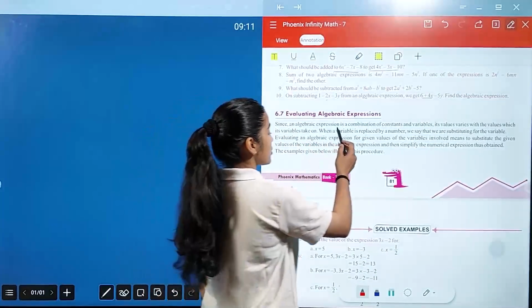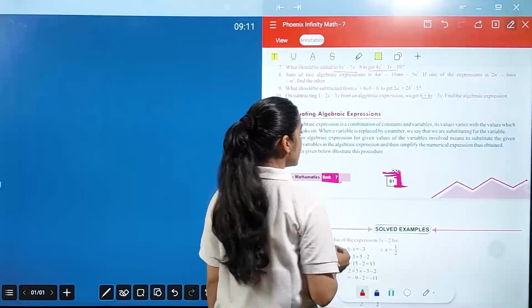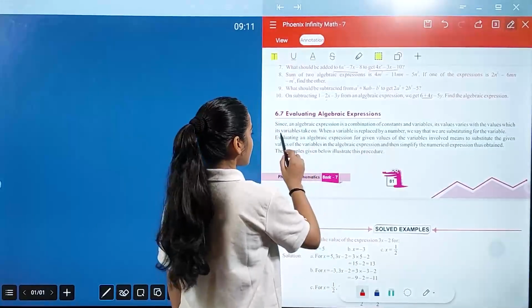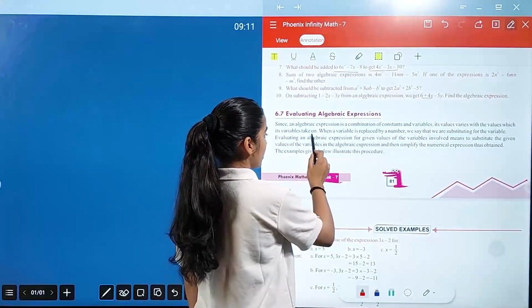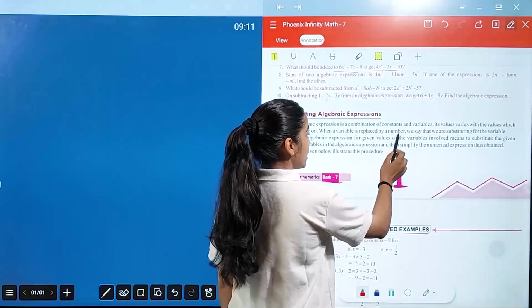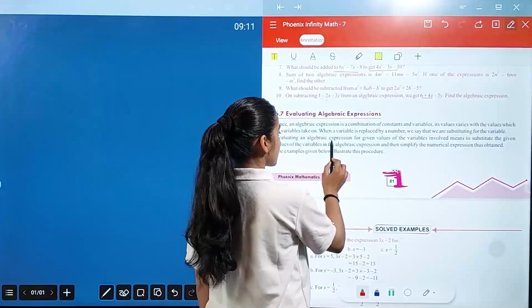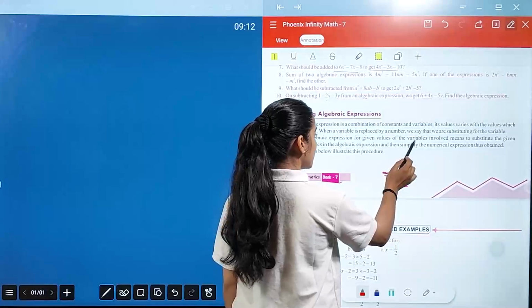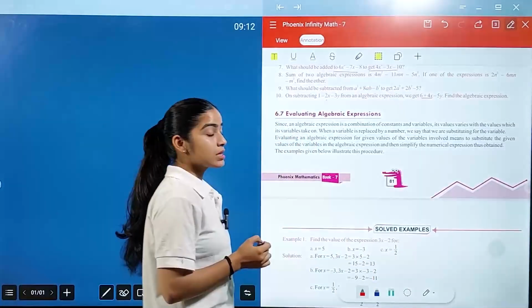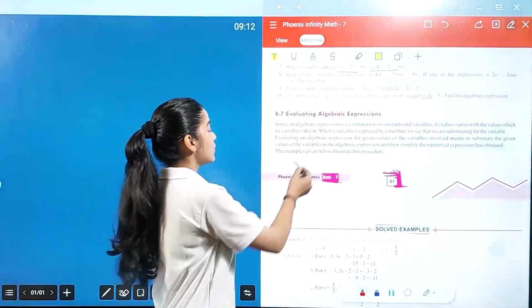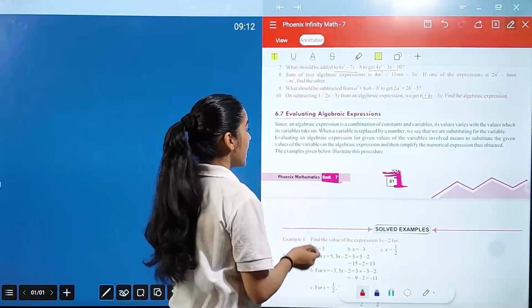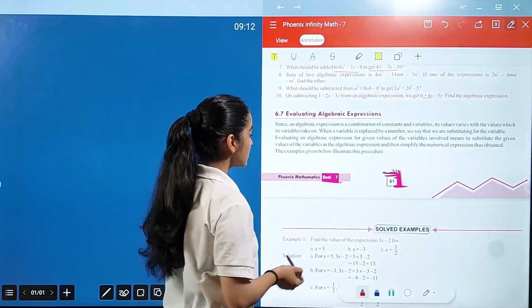Since an algebraic expression is a combination of constants and variables, its values vary with the values its variables take on. When a variable is replaced by a number, we say that we are substituting for the variables. Evaluating an algebraic expression for given values of the variables involved means to substitute the given values of the variables in the algebraic expression and then simplify the numerical expression thus obtained.